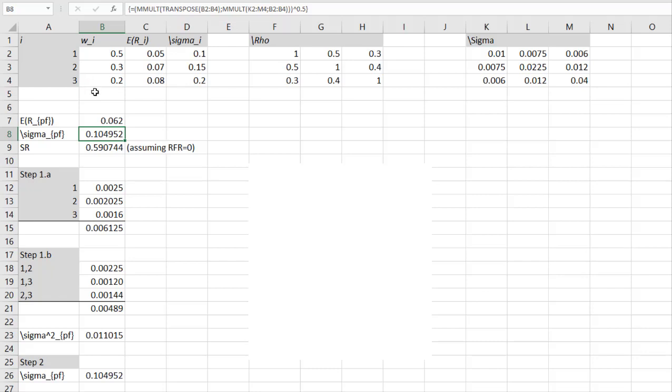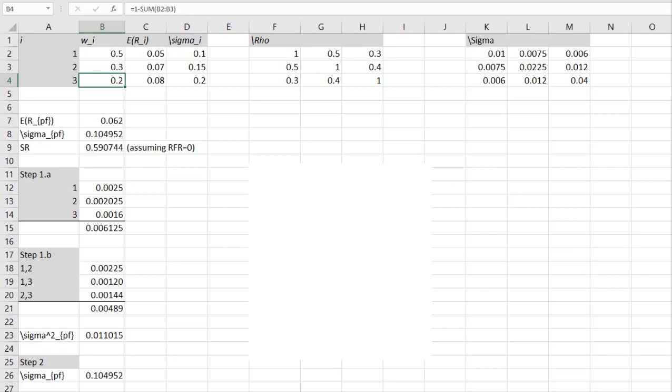I show you here one small trick that I always use. In the original example, weight 1 was 50%, weight 2 was 30%, and weight 3 was 20%. But I define weight 3 as 1 minus the sum of weight 1 and weight 2, which helps me to make sure that the sum of the portfolio weights is always equal to 1.